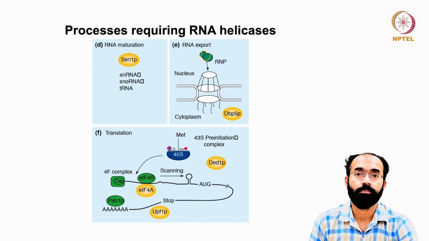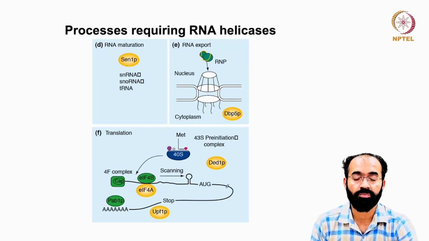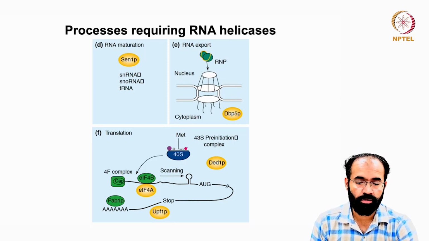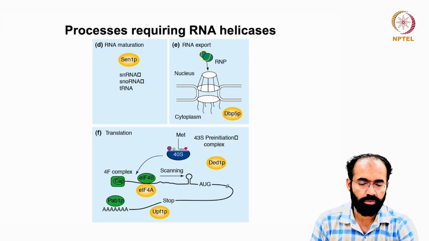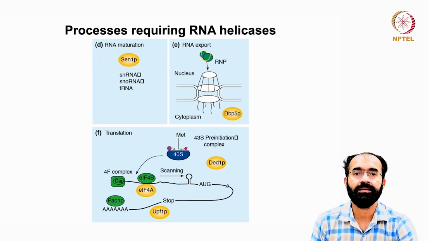It is during the production of proteins from the mRNA in the cytoplasm. That means you know eIF4A, which is important for the assembly of the ribosomes to start with, for the process of initiation of translation. And also the 43S pre-initiation complex is controlled via DED1P, another helicase. So, and even the stopping of the protein translation requires UPF1P, another helicase. So helicases are important in pretty much every step of RNA biology.